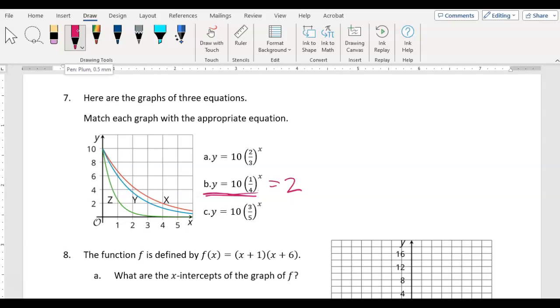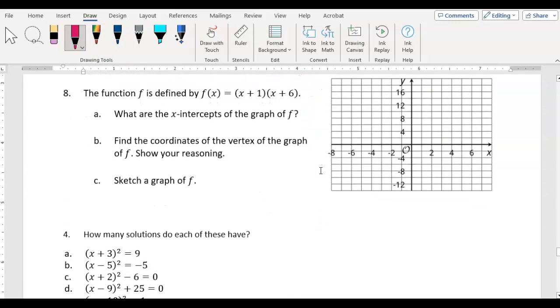Now notice y and x are very close to each other, and that's because 2/3 and 3/5 are relatively close to each other. 2/3 is about 67%, so it's retaining 67%, whereas 3/5 is retaining 60%. And so C would be letter Y, and A would be letter X, because A is actually retaining the most amount of its value. It's retaining 2/3 or 67% of its value.